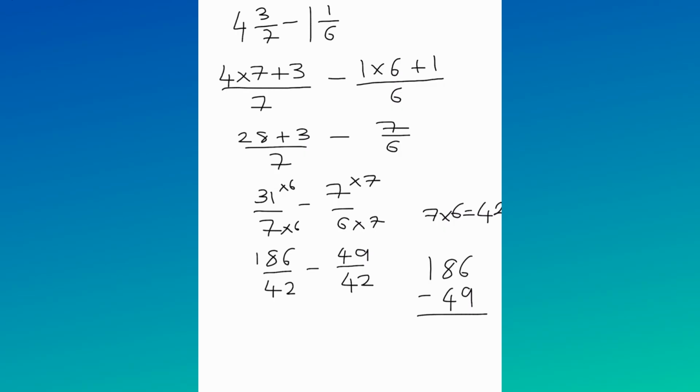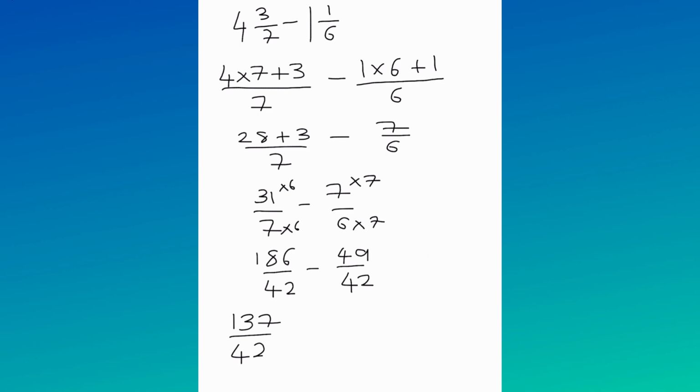So let's see how many 42ths I've got. 6 take away 9 I can't do. I'm going to borrow. 16 take away 9 is 7. 7 take away 4 is 3. And 1 I've got left. So my answer is 137 over 42. Now, how many 42s fit into 137?